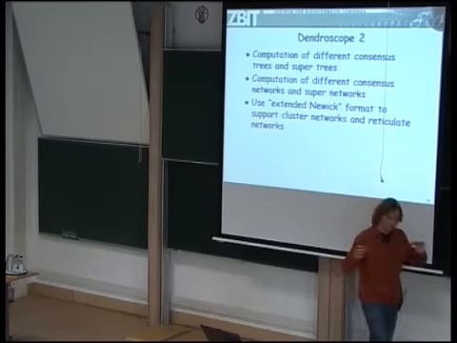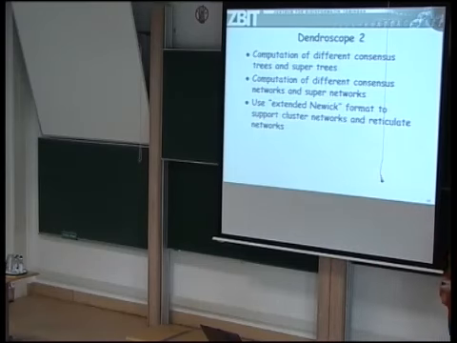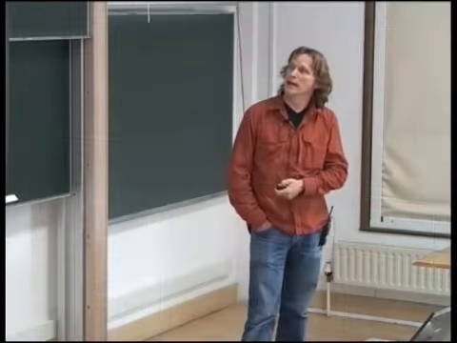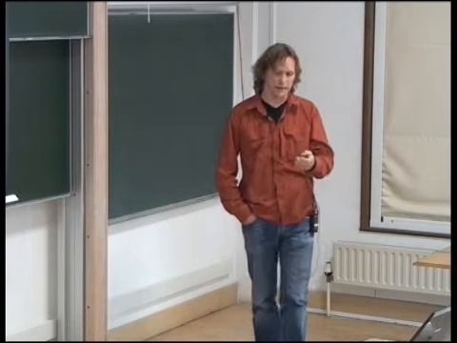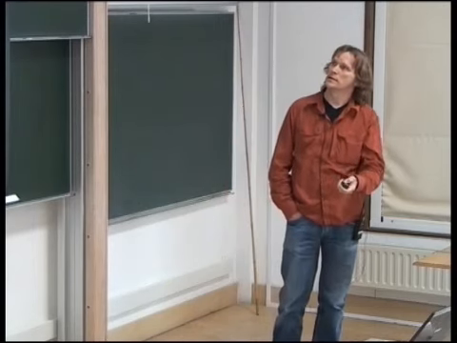So you can represent one of these networks simply in a Newick bracket string. That's implemented in Dendroscope 2. And the goal is, anything that you can do with Dendroscope 1 with a tree, you can also do with a network. So here's an example.